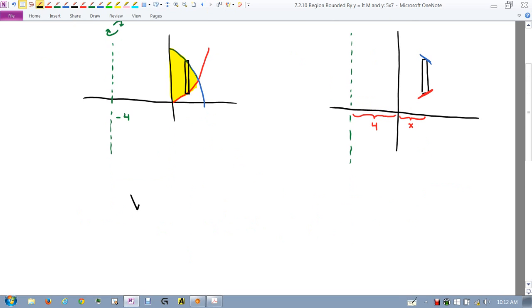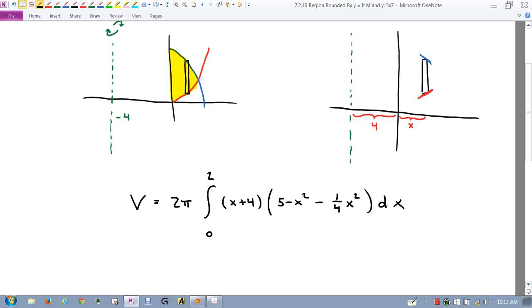So the volume of this entire thing will be, because we're using shells, 2 pi, integral 0 to 2, radius of the shell, which I'm going to call x plus 4 or 4 plus x, doesn't matter. And then in parentheses, the top function, 5 minus x squared, minus the bottom function, 1/4 x squared, dx. And that's it, whatever that is. Multiply it all out, collect like terms, whatever.